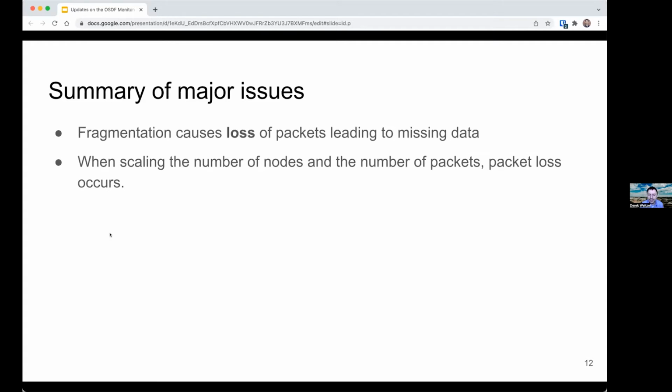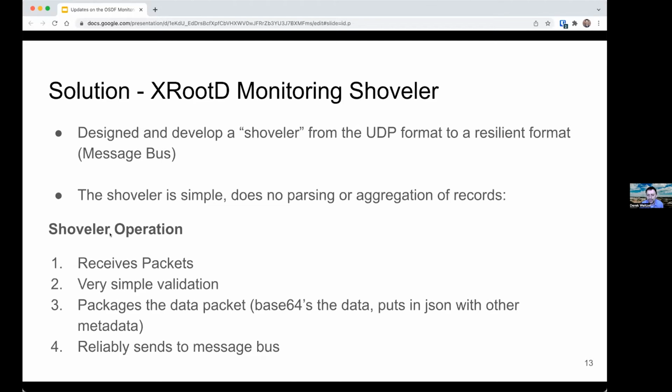So fragmentation causes loss of packets, leading to missing data. And when scaling the number of nodes and number of packets, the packet loss also occurs. So our solution that we developed was an XRootD monitoring shoveler. We designed and developed the shoveler to move data from this UDP packet to a resilient format using a message bus.